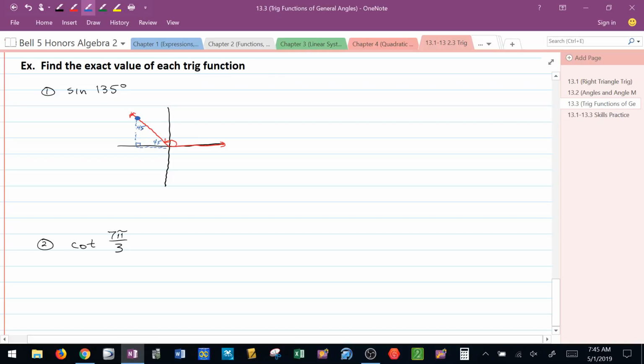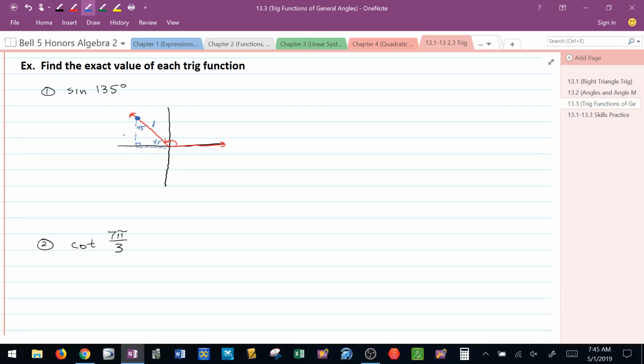The second bit of information is critical. Because I am dealing with this thing called the unit circle, I know that the distance from the origin to that point is going to be 1. A unit circle has a radius of 1. So now what I have to do is figure out what this x value is and what this y value is, and then I'll be able to find the sine of that angle, okay?